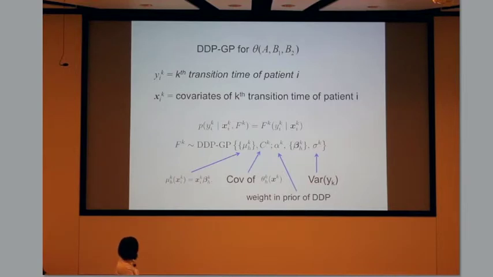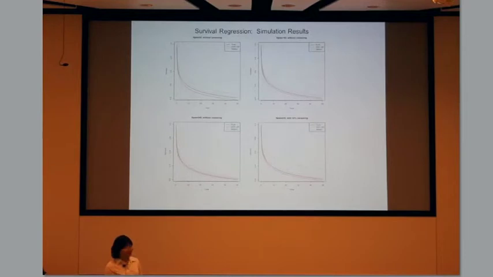Okay, so here's our model. And the next part is our show-off time, which is simulation. With the simulation, our model is always better than alternative models. So we conducted three simulation studies to evaluate our DDP-GP model. In the first simulation, we don't consider the treatment effect. We only test if our model can perform well on survival regression.